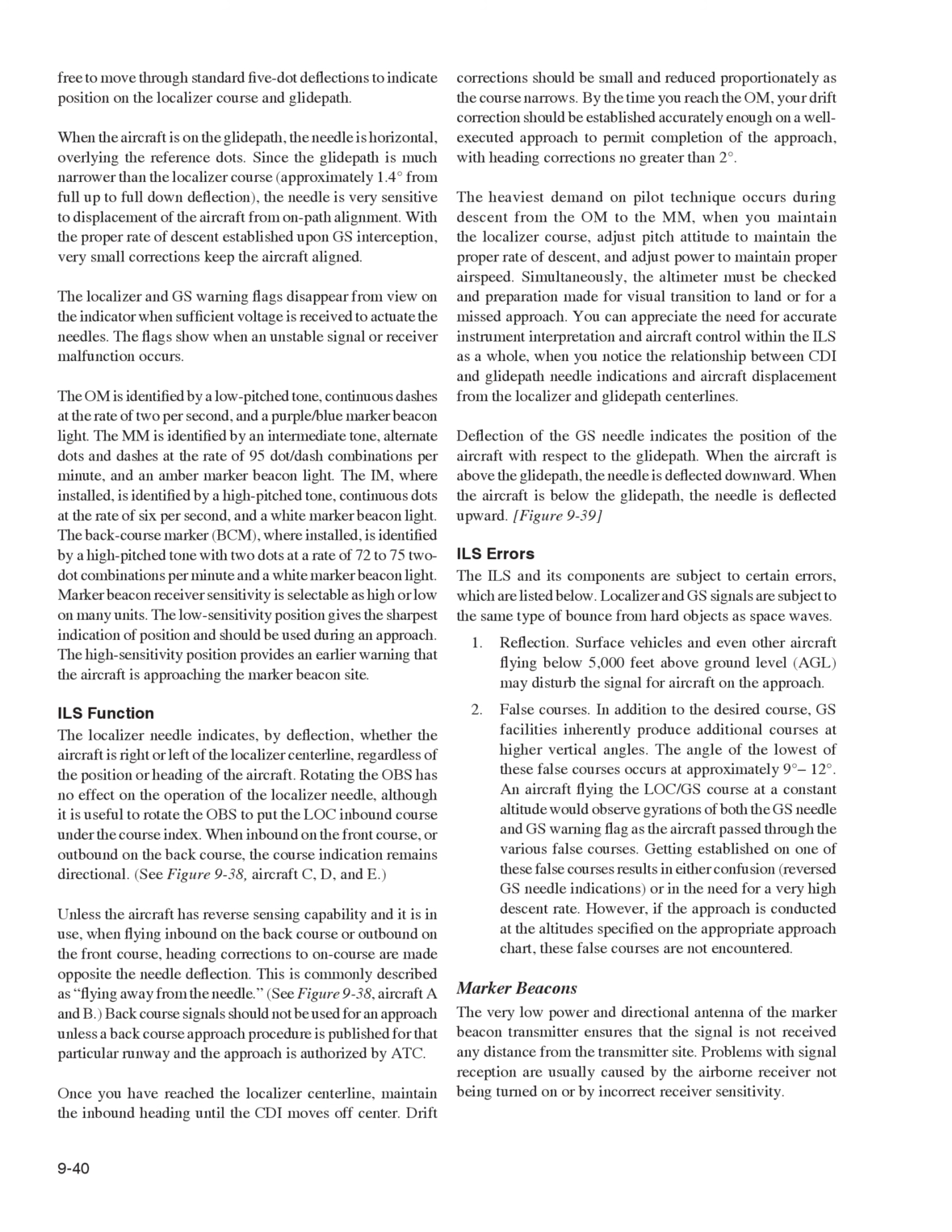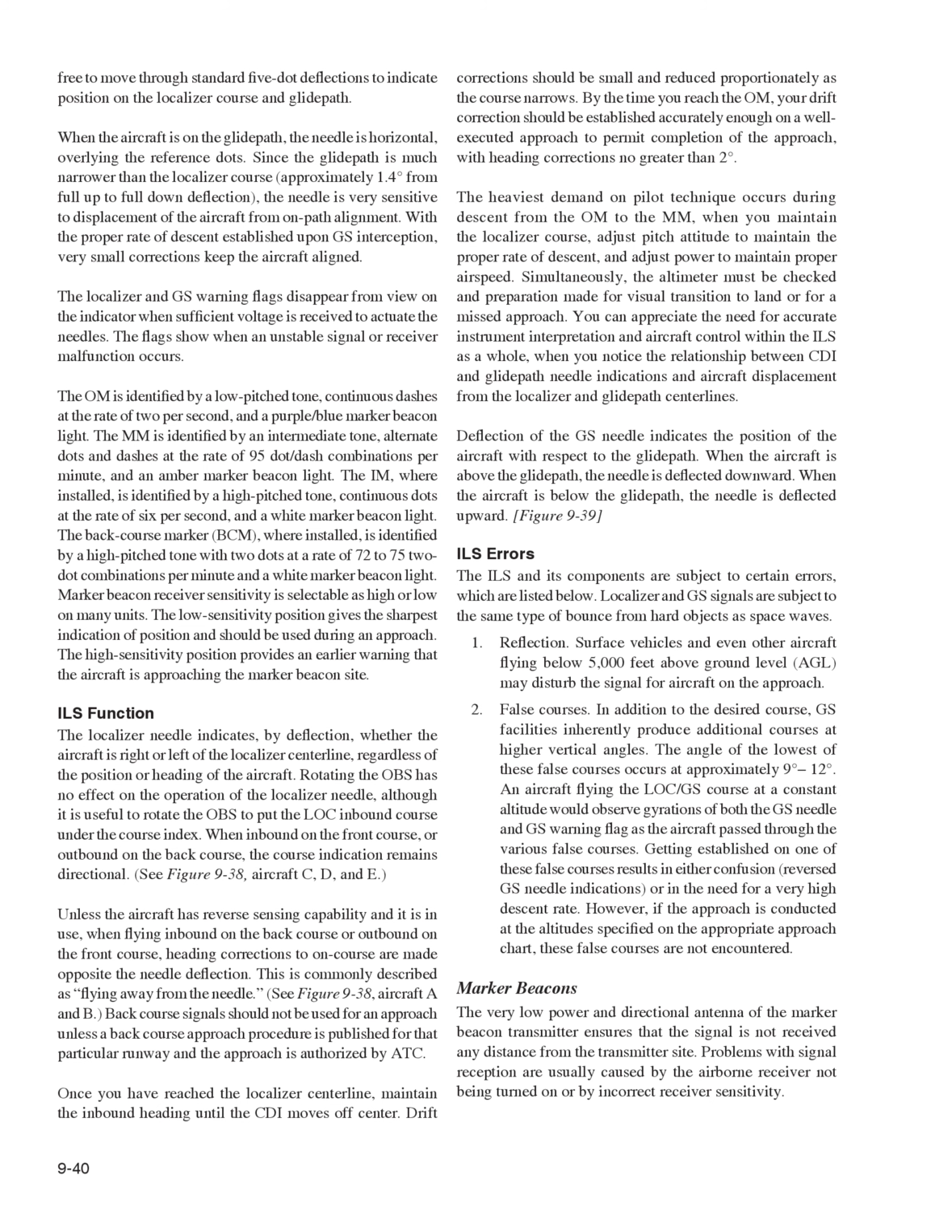Getting established on one of these false courses results in either confusion, reverse glide slope needle indications, or in the need for a very high descent rate. However, if the approach is conducted at the altitude specified on the appropriate approach chart, these false courses are not encountered. Marker beacons. The very low power and directional antenna of the marker beacon transmitter ensures that the signal is not received any distance from the transmitter site.